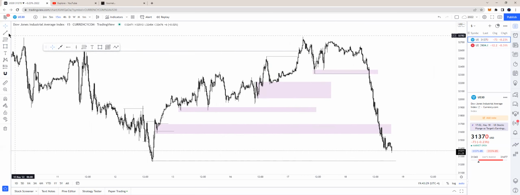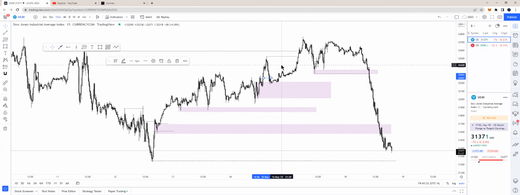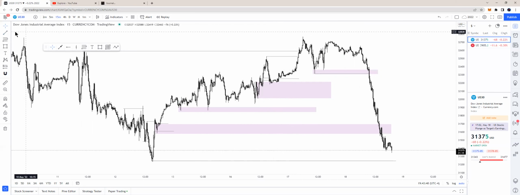What do you have here? You have a fair value gap. You have a gap right here where price has gone higher. So you're following order flow to some extent. What do you have here? You have a fair value gap and you have an order block. So you have double confirmation to look for price to go higher.